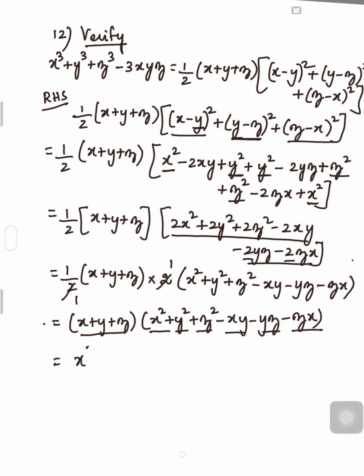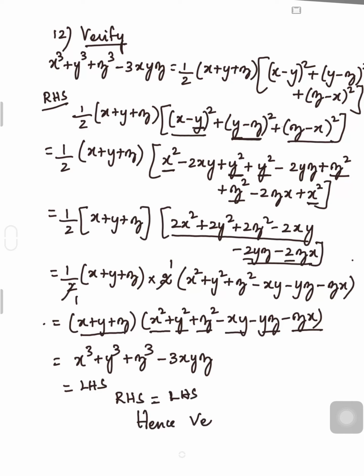That is nothing but the identity a cube plus b cube plus c cube minus 3abc. That is nothing but your LHS in the given question. So we have proved RHS is equal to LHS, hence verified.